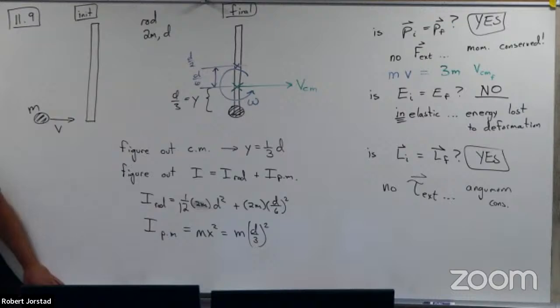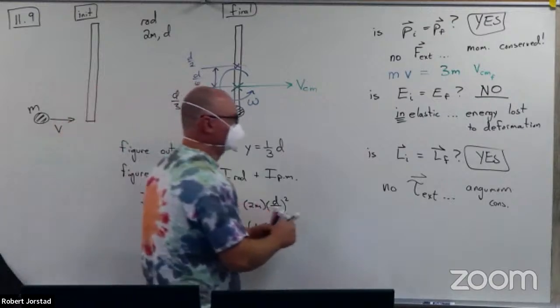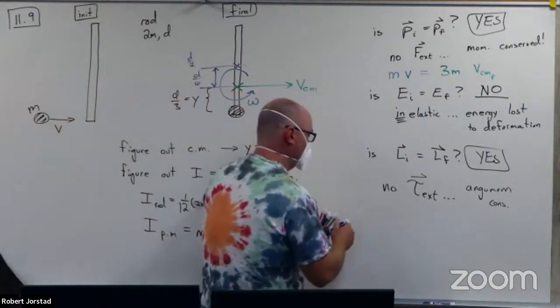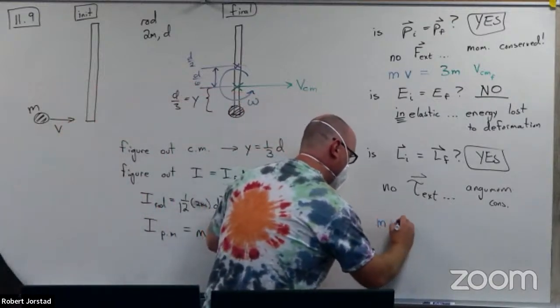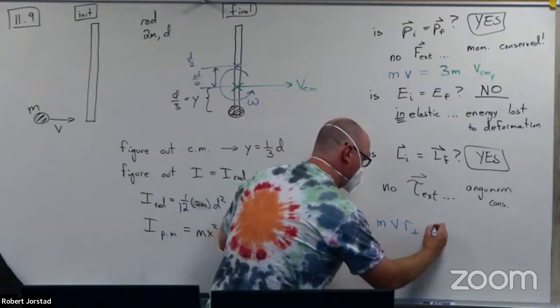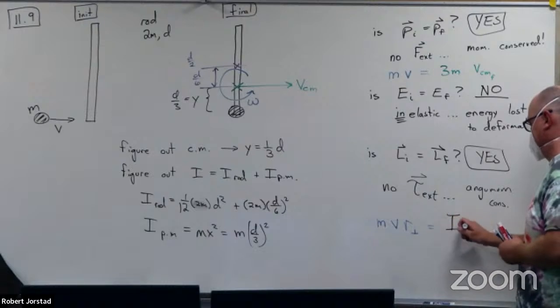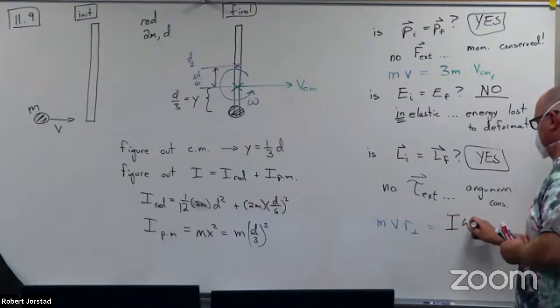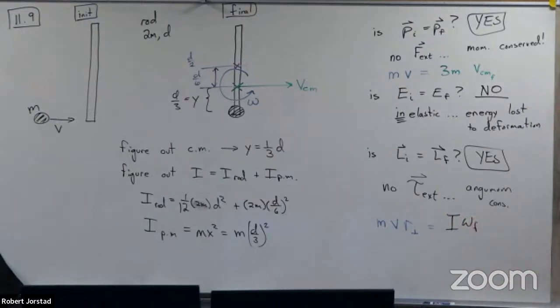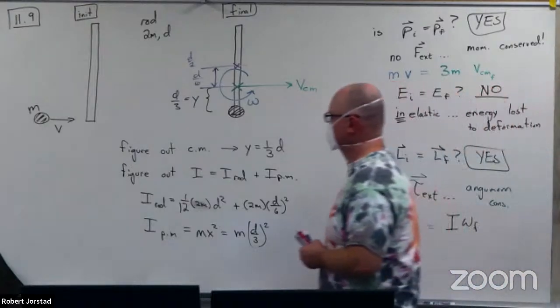The angular momentum, we got to do m v r perp equals I omega final. What is R perp? What is the impact parameter? Nope.